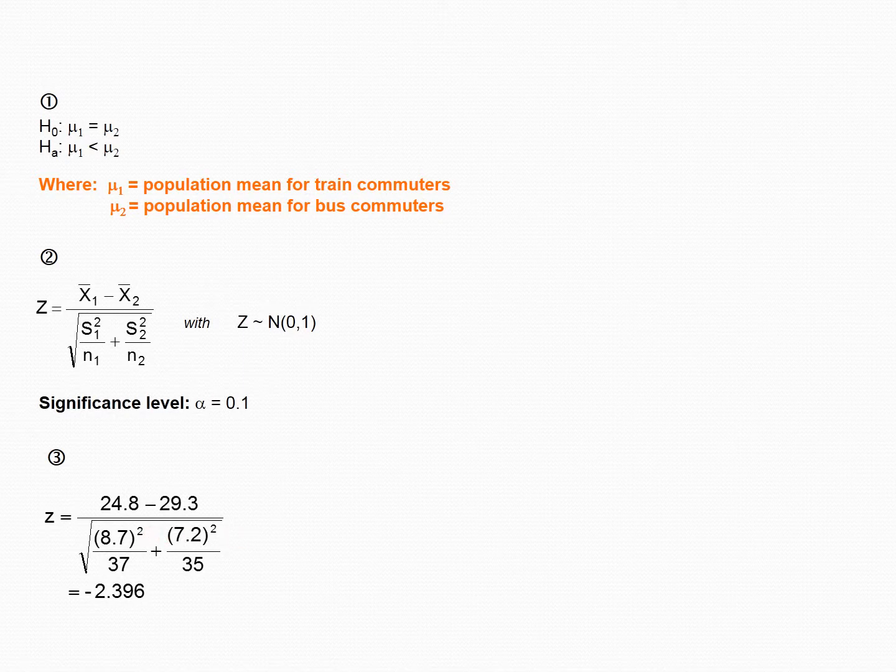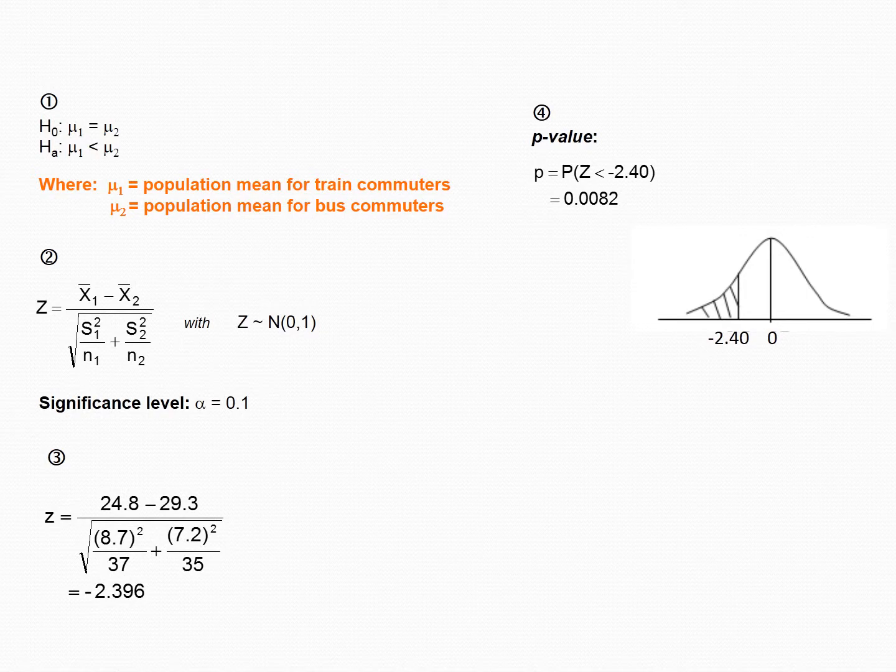Remember to square the standard deviation value since we need the variances. And our Z value will then be negative 2.396, or if you round that off to 2 decimals for the Z table, it will be negative 2.40. Our p-value will then be the probability that Z is less than negative 2.40. We already have that area to the left hand side of a negative Z value in our negative Z table, so you can just write down that value.